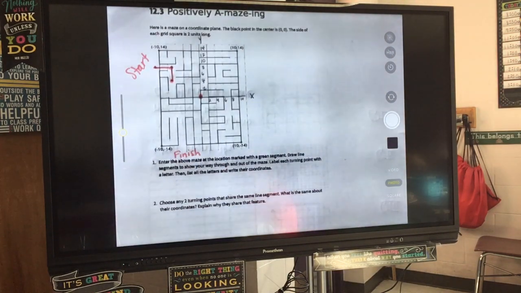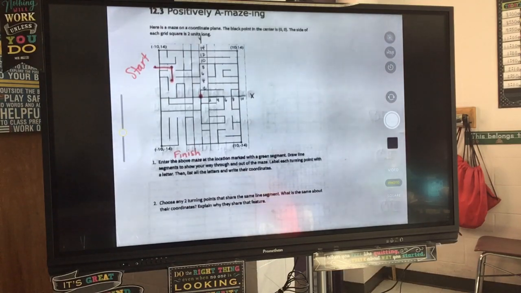And the directions for number 1 say, enter the above maze at the location marked with a green segment, which is the red segment that I just drew. Draw a line segment to show your way through and out of the maze. Label each turn point with a letter, then list all the letters and write their coordinates.